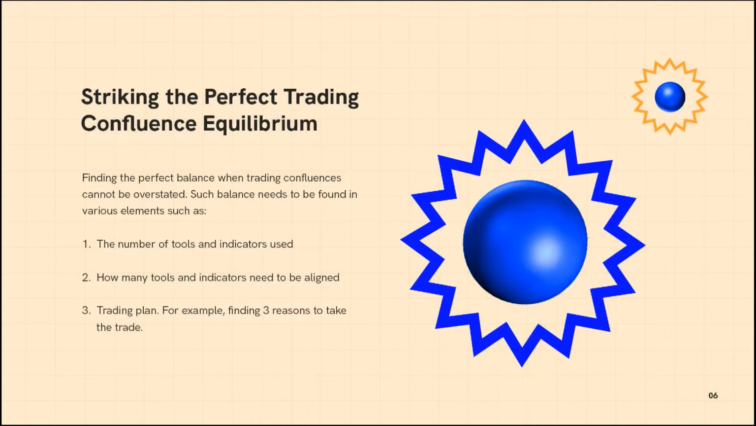You need to have a trading plan also. For example, find three reasons to take the trade. Did the price break market structure? Did the moving average cross to the downside? Is RSI overbought? Or is the MACD overbought? Or is the MACD giving you a bearish divergence? These are some of the very, very little things, the questions you need to ask yourself to be able to strike a perfect trading confluence equilibrium.